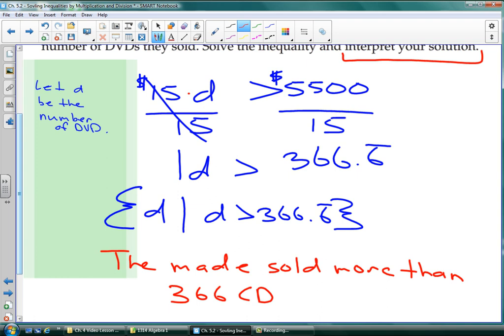Why did I leave off the decimal place? Well, you can't sell 0.6 of a CD. You can't chop it into 3 pieces and put 2 pieces back together and sell that to somebody. So they definitely, actually, should be not 366, but 367. They definitely sold 367 or more. So we have to round up because of the context of the problem.